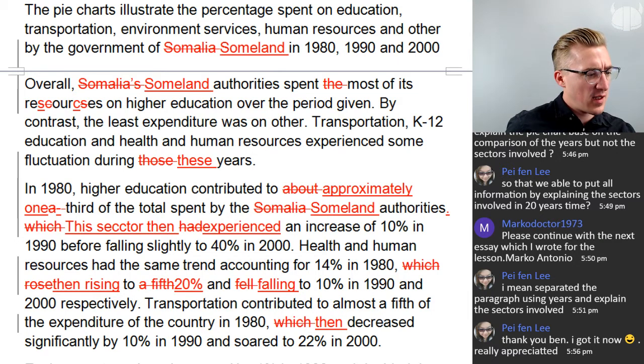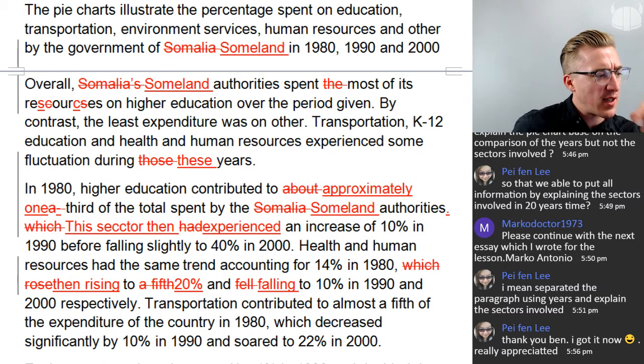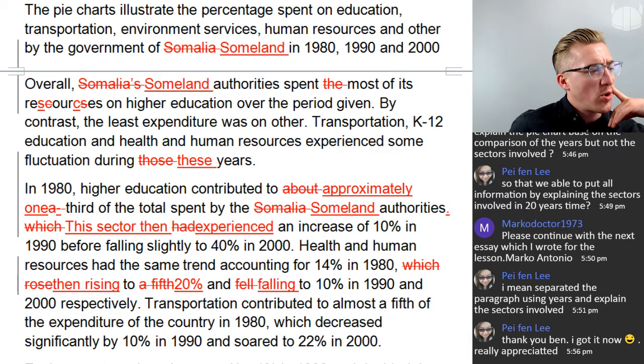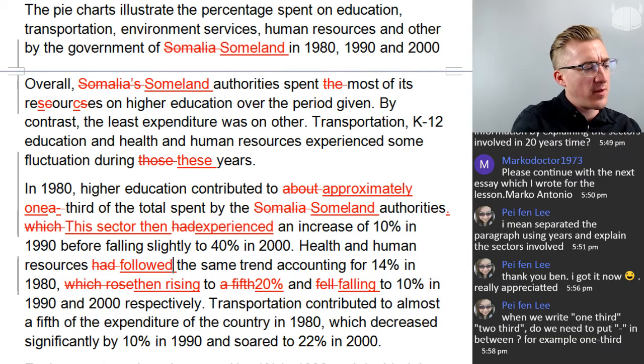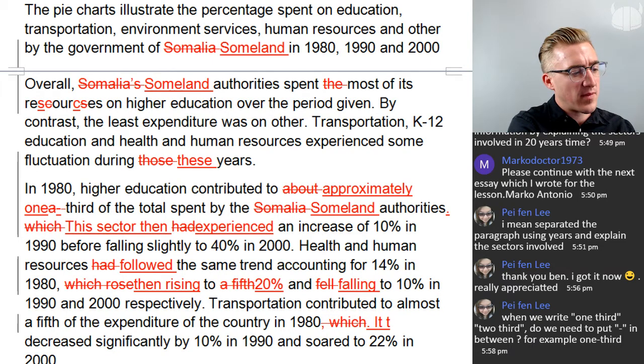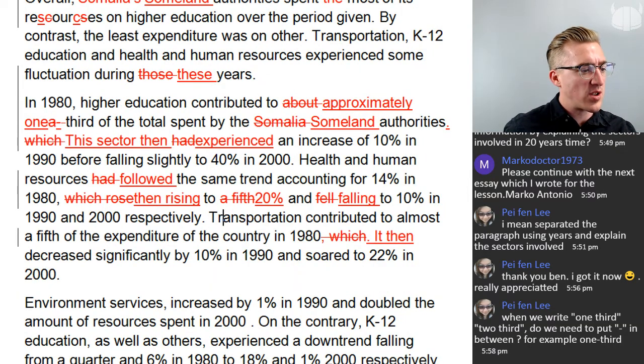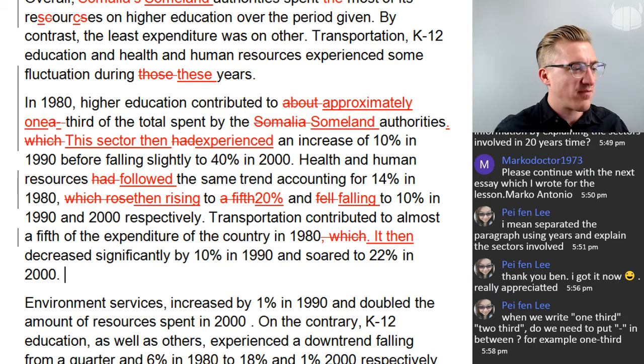Then maybe the which is okay in this case. Let me see. I'll change this to followed. Yeah, I think the reason why this... No, I wouldn't use which here either. Transportation contributed almost a fifth of the expenditure of the country in 1980. And let's just separate it just for some variety. It then decreased significantly by 10% in 1990 and soared 22% in 2000. Okay, it's better now.